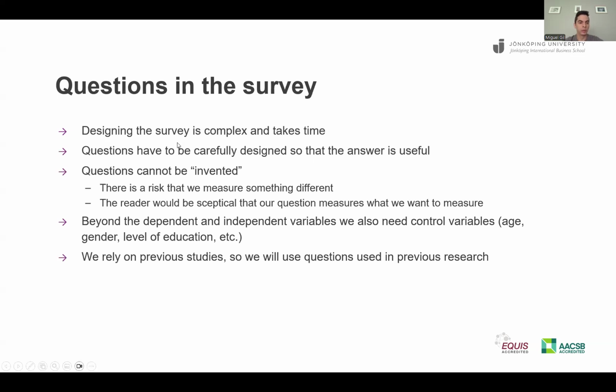First of all, the questions need to be carefully designed so that the answer is useful. A typical issue is that sometimes we ask for the age of someone and then we leave that question open. So we ask, "What's your age?" And then someone will answer, 23 years old, and another person will write 23.5. Another person, 22 years, another person, 21. That is complicated and that is problematic.